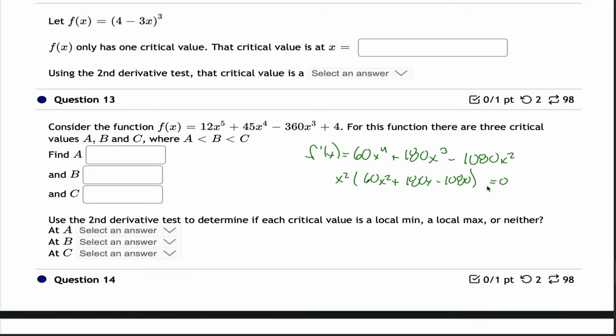Well, if x equals 0, I'll get one solution. So it sure sounds like one of my critical values is going to be 0. And the other 2 I'll get from taking this and setting it equal to 0. Whoa, the leading coefficient 60. That's going to be so hard. Nah, all 3 of these terms are divisible by 60.